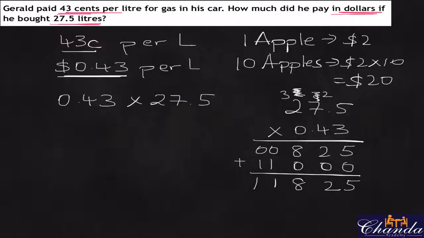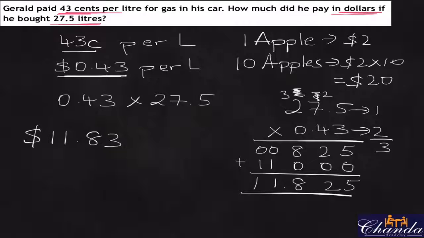Now this has 1 decimal place, this has 2 decimal places. So in the answer, we have 3 decimal places right there, because the total here is 3. So to round this particular number here, he pays $11.83 for his 27.5 liters of gas. Now, let's move on to the next question.